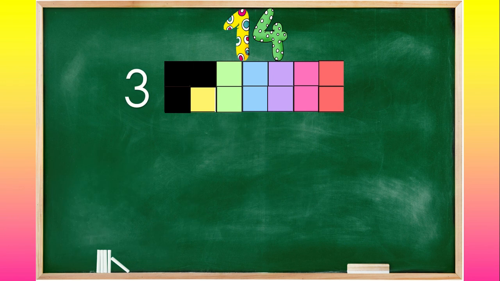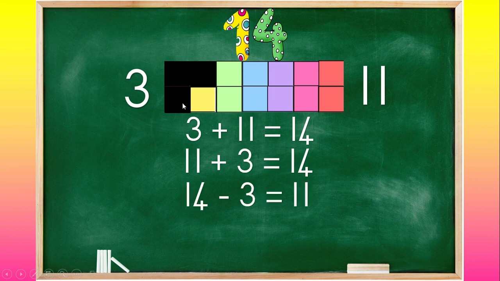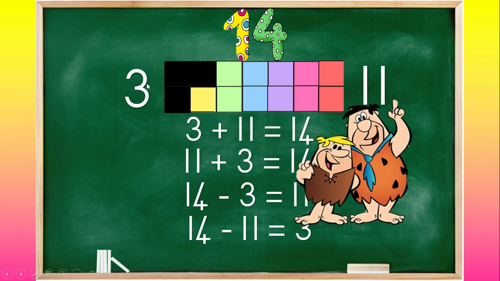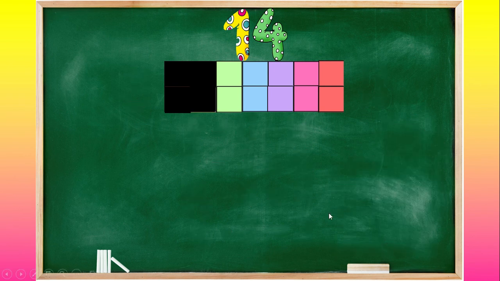If I have 3 black blocks, how many blocks do I need to get to 14? 1, 2, 3, 4, 5, 6, 7, 8, 9, 10, 11. 11. So 3 plus 11 equals 14. But 11 plus 3 also equals 14. If I have 14 blocks and I take away 3, I'm left with 11 blocks. If I have 14 blocks and I take away 11 colored blocks, I'm left with my 3 black blocks. So 3 and 11 are friends, the same way that Fred and Barney Flintstone are friends.